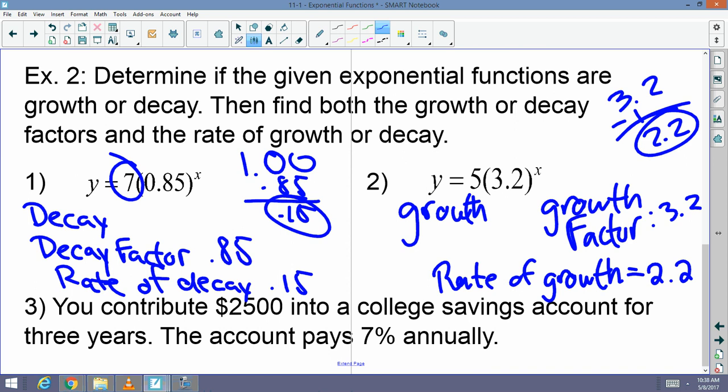That was my rate that I added to my original amount, and now I have a growth factor or a decay factor, depending on if I added or subtracted. Does that make sense? Yes, sir.